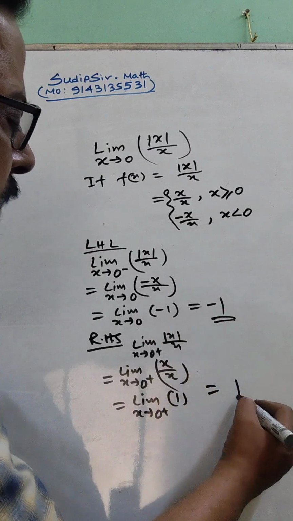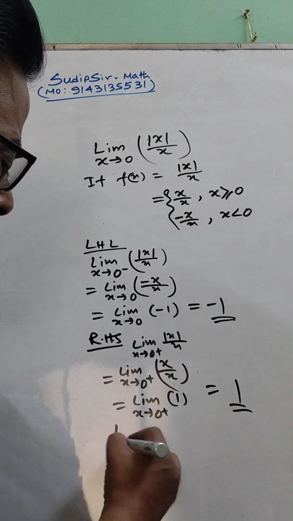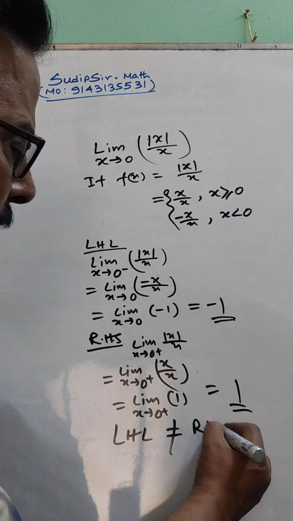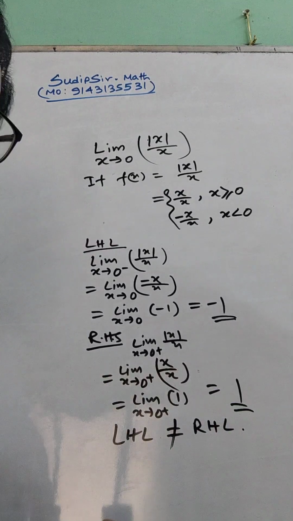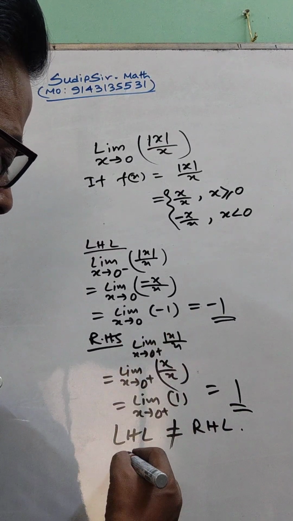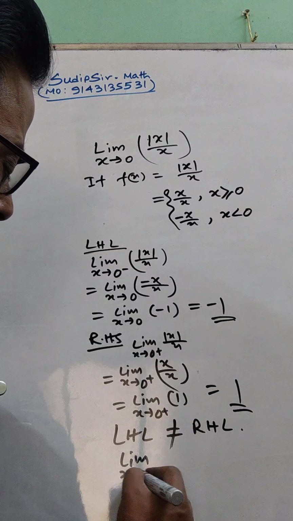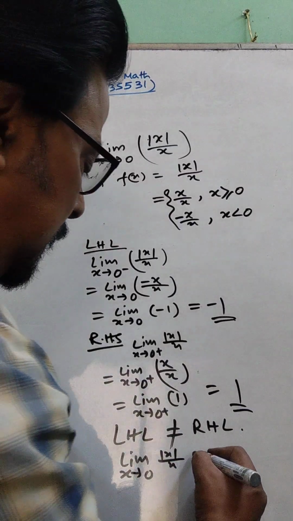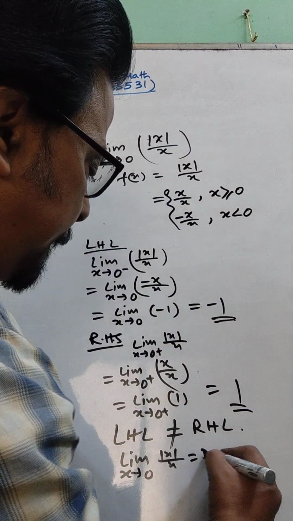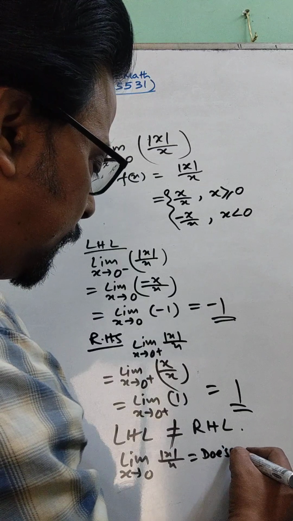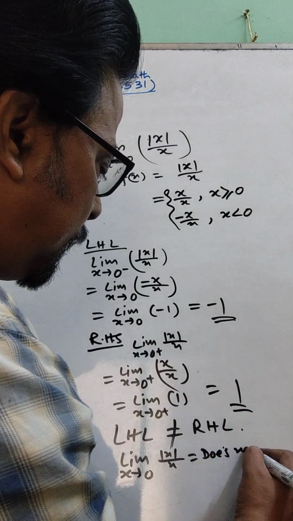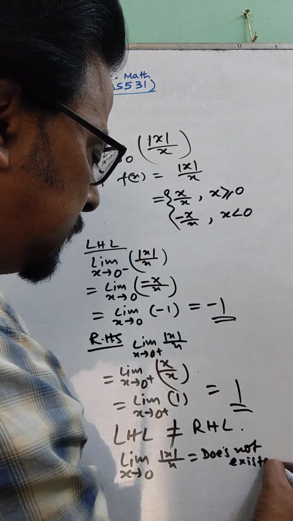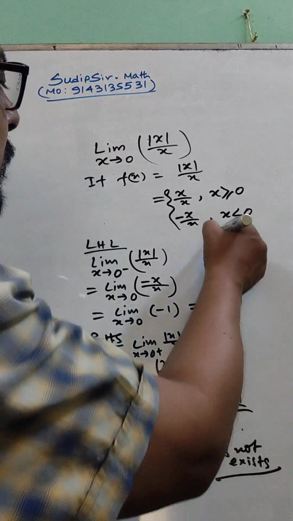So LHL is minus 1, RHL is 1. Therefore the left hand limit is not equal to the right hand limit, so the limit does not exist. That is, limit x tends to 0 of mod x by x does not exist.